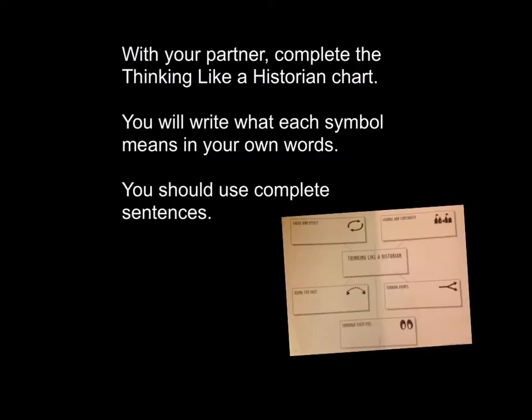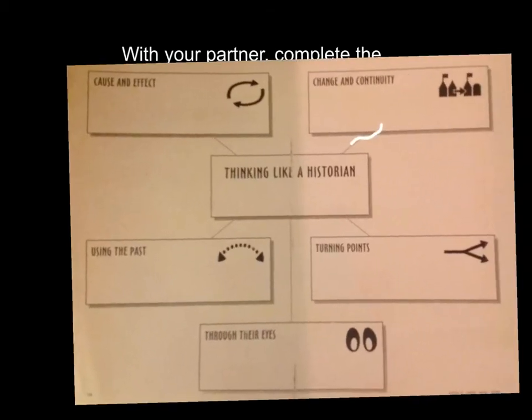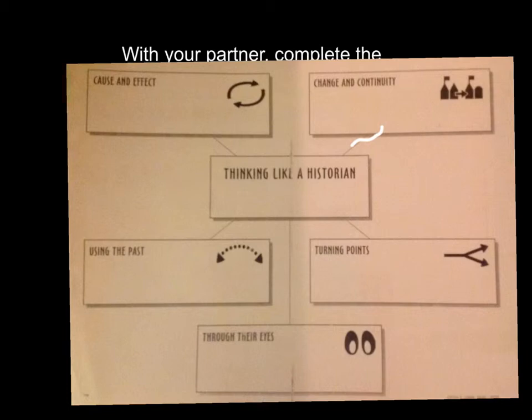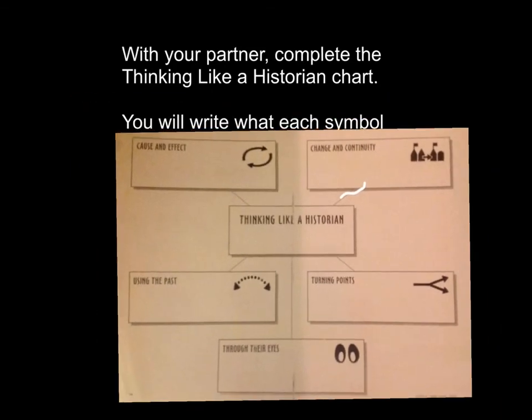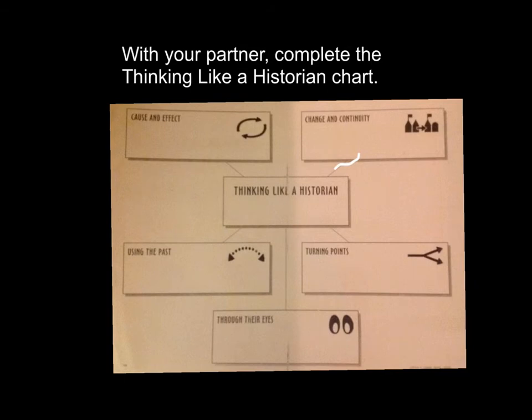Not only will it be important that we know what the symbols represent, but also what that means. You're going to work to complete this page. This is our Thinking Like a Historian page. You and your partner will write what each symbol means in your own words. And you are going to use the pictures and the text on pages 6 and 7 to help you do so. Let's make it a great day.